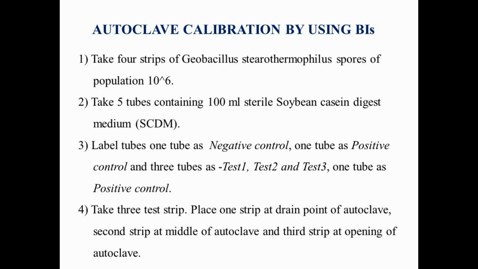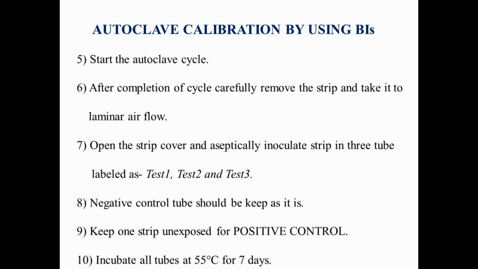First, take 4 strips of Geobacillus stearothermophilus spores of population 1 million. 2. Take 5 tubes containing 100 ml sterile soybean casein digest medium. Henceforth it is called SCDM. 3. Label tubes: 1 tube as negative control, 1 tube as positive control, and 3 tubes as test 1, test 2 and test 3.